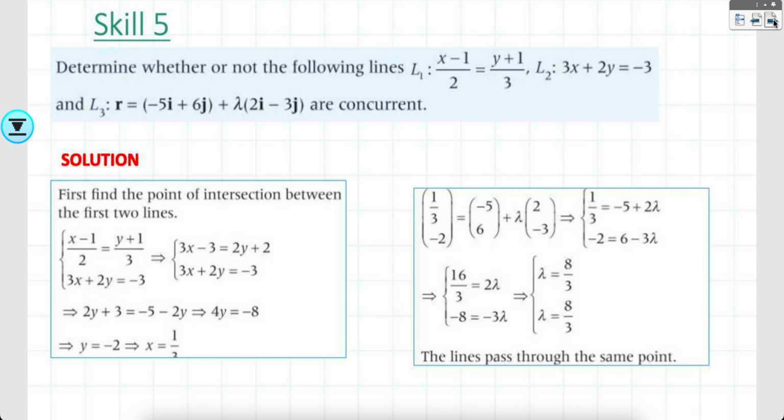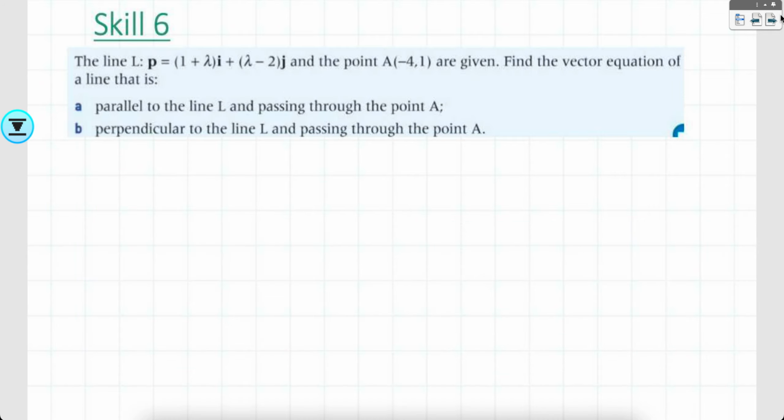Again, you can have a look at how they do it slightly differently here. This other skill, let's say you're given a line and a point, and I need the vector equation, but this time describing it through parallel and perpendicular. So I'm describing how I want it to be. Parallel is just basically how we establish the definition in the very beginning of vector equation of a line.